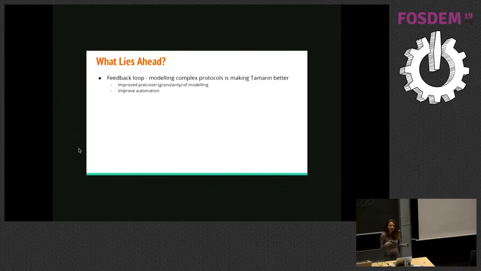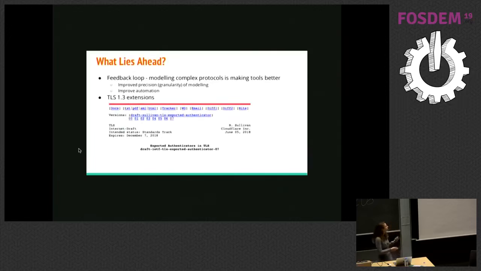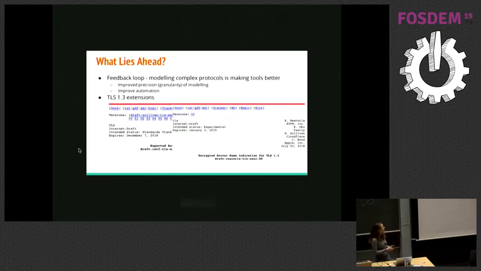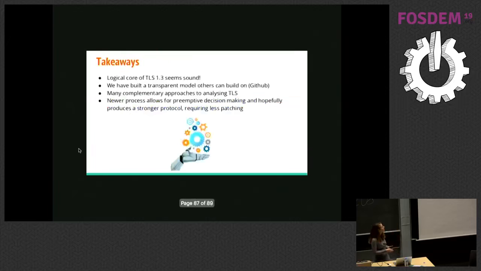Okay, so there's more stuff happening with Tamarin. We're actually starting to model more extensions in TLS 1.3, and those are looking good. And then just quickly to close, our modeling effort has showed that the logical core of TLS 1.3 does look good. We've built a very transparent model that others can use, and it's available. People can go and find it on GitHub.